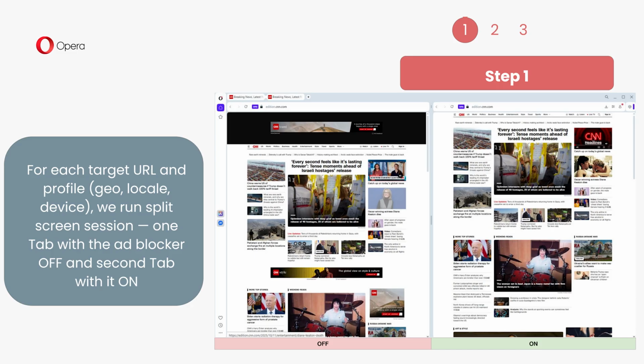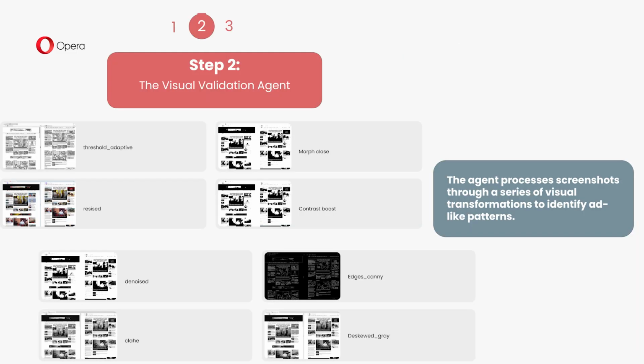When we already have those screenshots, we can make step 2. We can go further with the visual validation agent. So in this visual AI layer, we ask about the ad density score. We compare 2 screenshots, with AdBlocker turned on and turned off, and compare the visual ad density score on both of them.